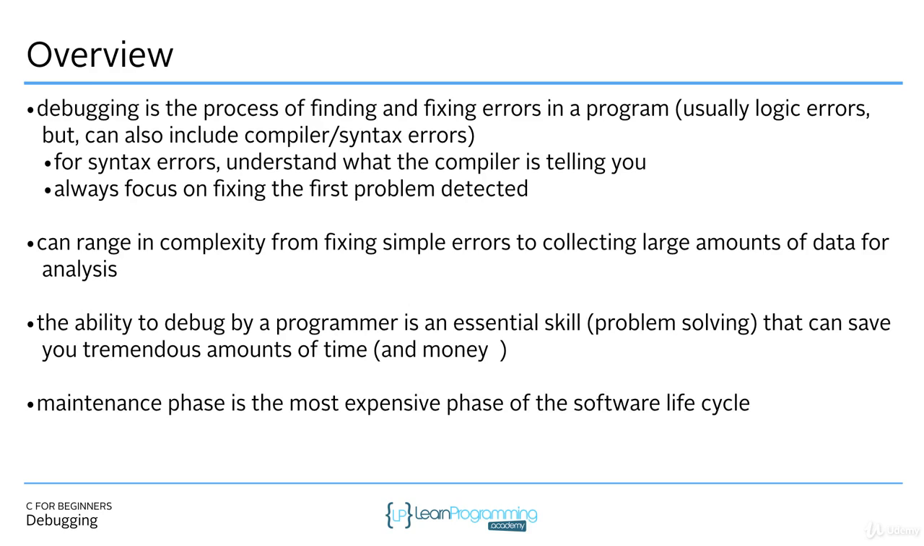The maintenance phase is the most expensive phase of the software lifecycle. The maintenance phase is after you release your product and you now have to maintain it. Maintaining it means fixing any new bugs that come in and also adding new features. So for example, when Windows releases a new operating system such as Windows 10, they're not done producing that software. It's going to be out in the field for probably 10 years.